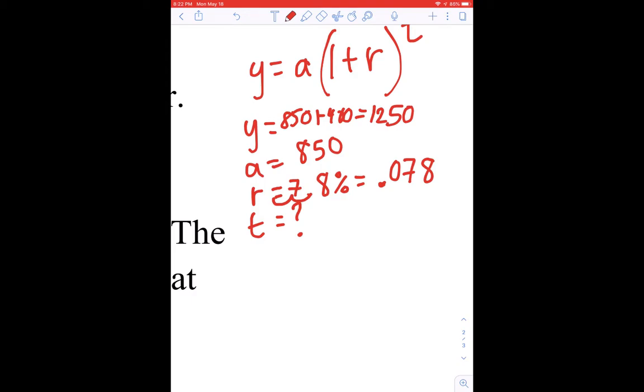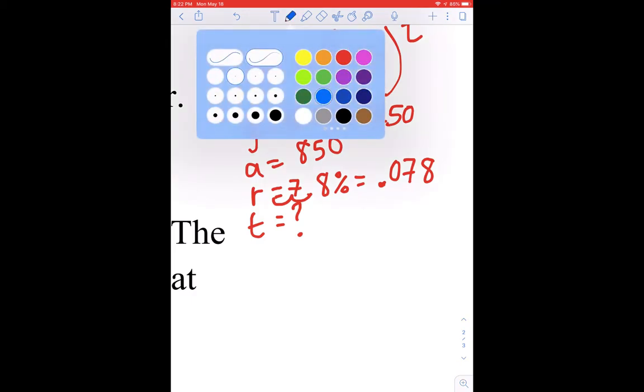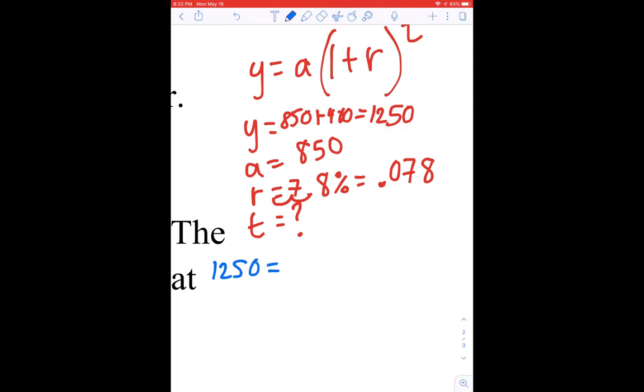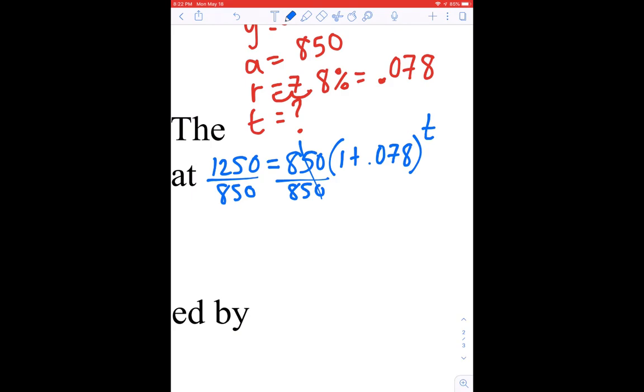Okay, so I'm going to go plug in what I know. I know 1250 equals 850 times 1.078 to the T. Okay, I'm going to divide out this 850 right now so it goes away. Divide it over here. I'm going to get a decimal. That decimal is 1.4706. Okay, and I'm going to get 1.078 to the T over here.